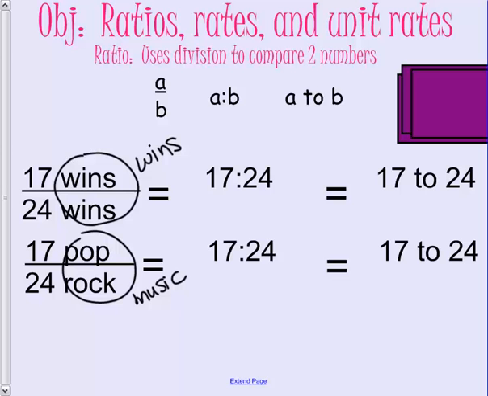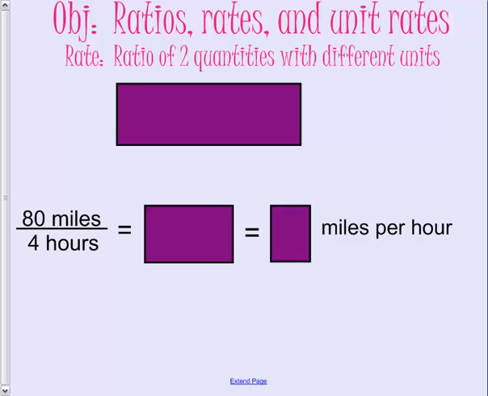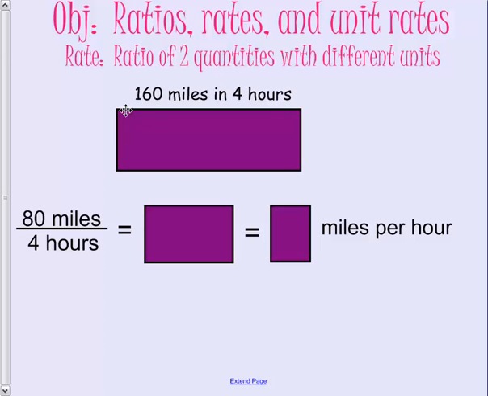Now let's talk about rates. A rate is a ratio, but of two quantities with different units. So what am I talking about here? I'm talking about 60 miles in 4 hours. I can't convert hours to miles, okay?